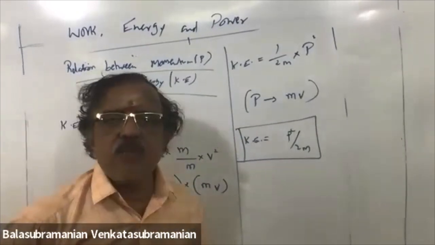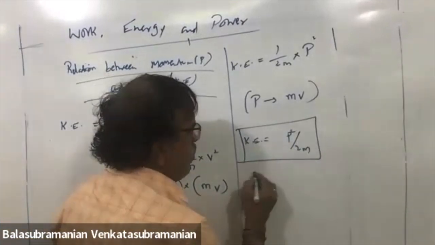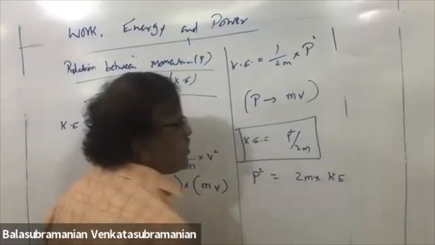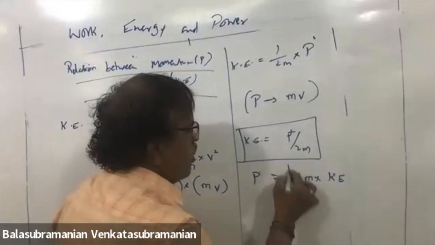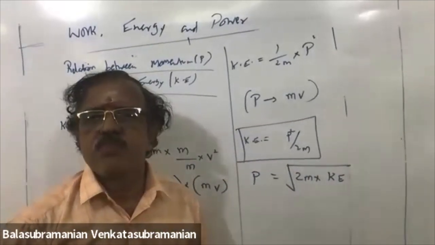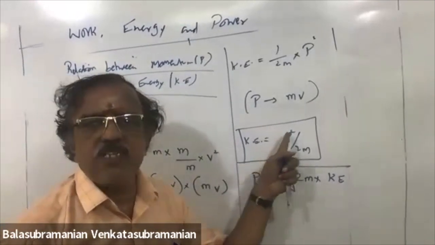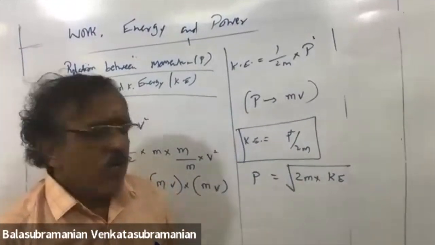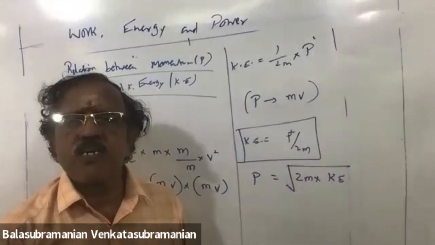Now that I need momentum in terms of kinetic energy, you can write p square is 2m into kinetic energy. So p will be root of 2m into kinetic energy. Relation between momentum and kinetic energy: either p square by 2m is equal to kinetic energy, or momentum is equal to root of 2m into kinetic energy. Simple.